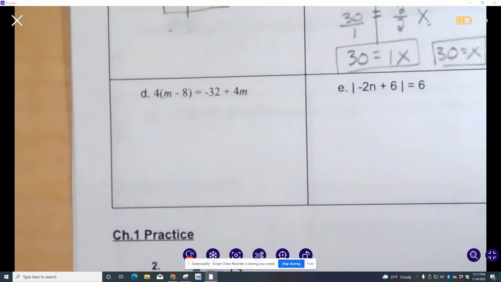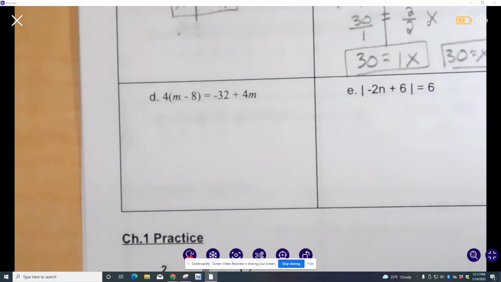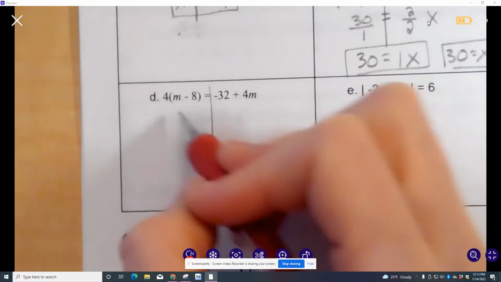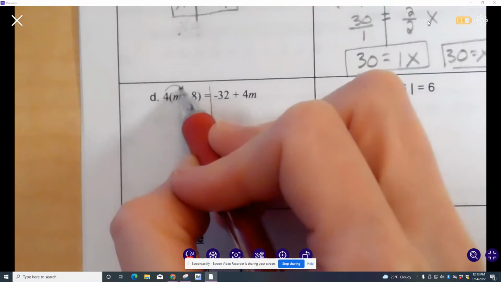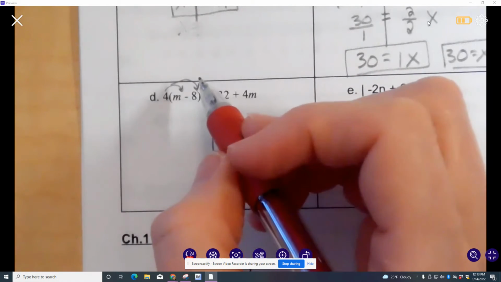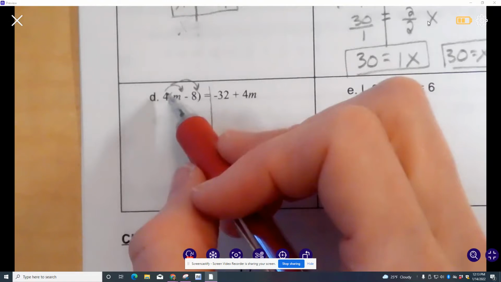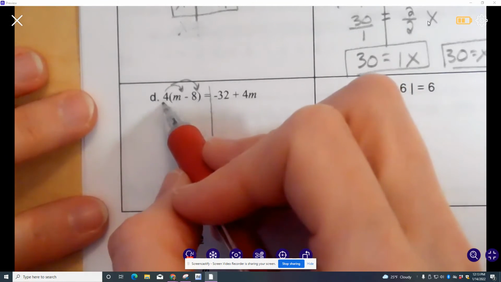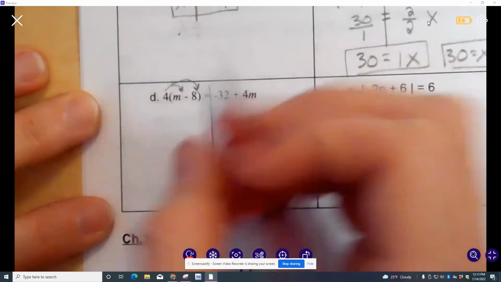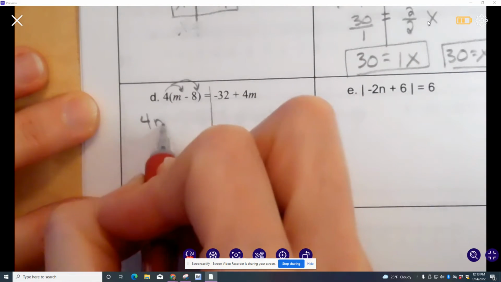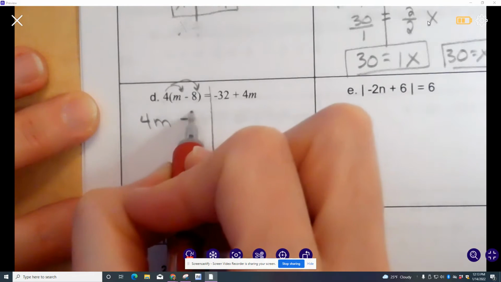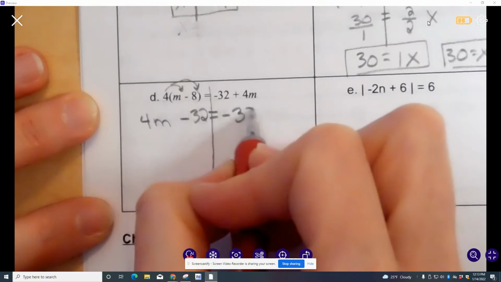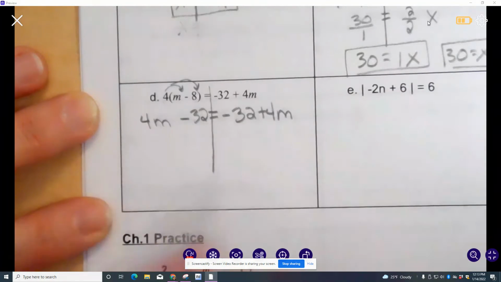All right, now finally we have one with parentheses. So if you have parentheses, you need to take care of parentheses first. In this case, do the distributive property. So 4 outside parentheses means 4 gets multiplied by the m and the negative 8. 4 times m is 4m. 4 times negative 8 is negative 32. Equals, copy the rest. Don't be lazy, copy it, don't skip steps.